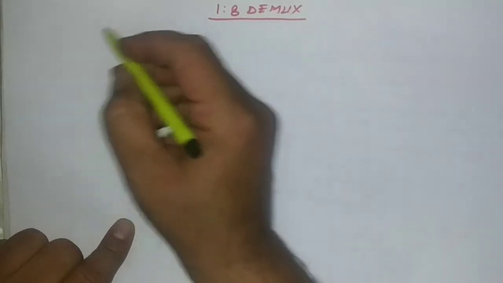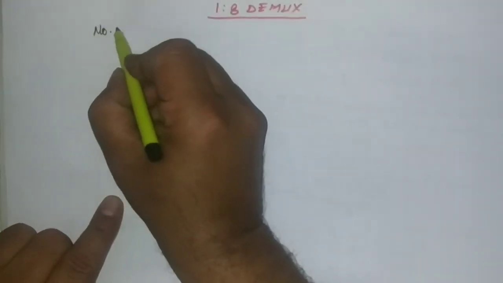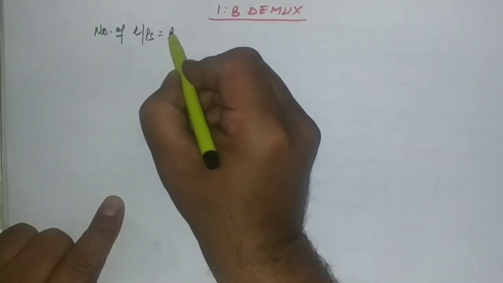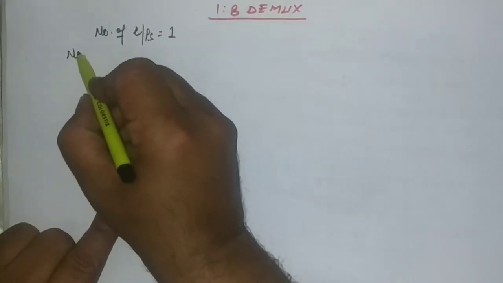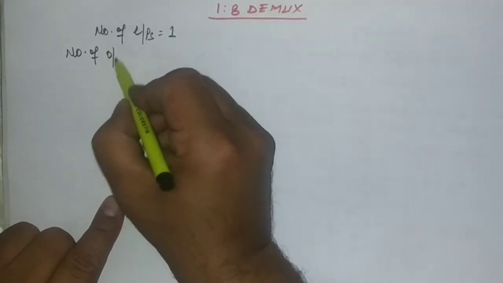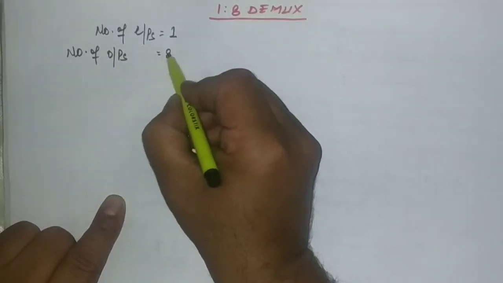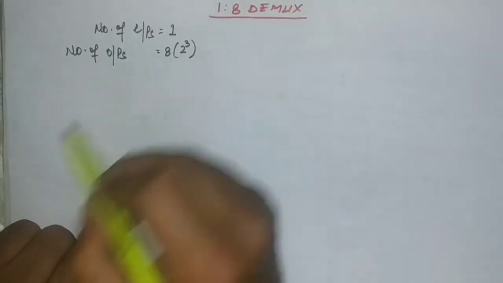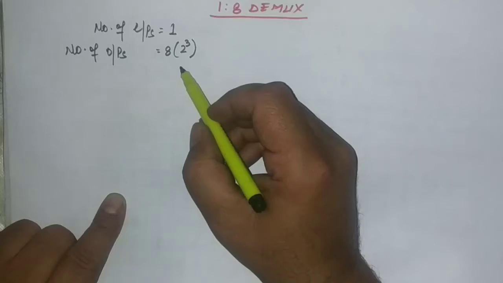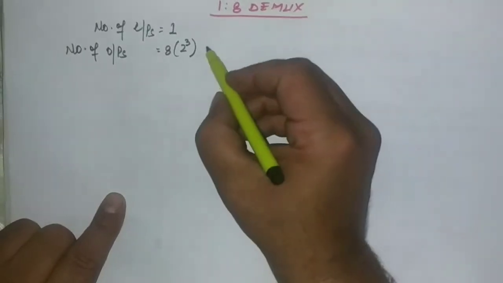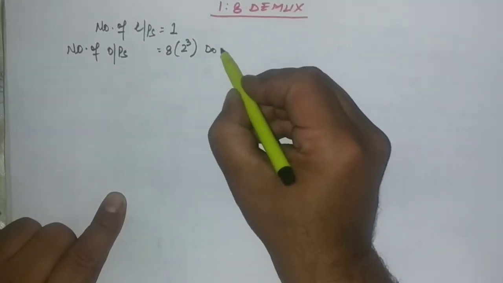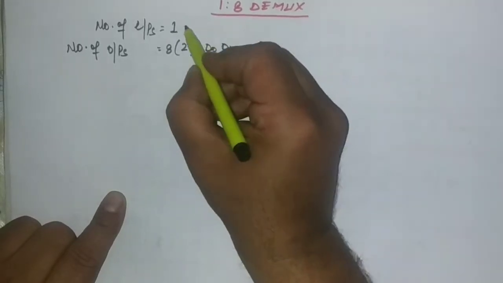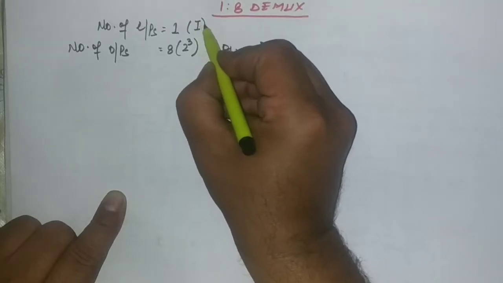As we know, here the number of inputs is always 1, and the number of outputs is 8, which means 2 raised to the power 3. We again name the outputs D nodes, D0 up to D7. This is the input, say I.